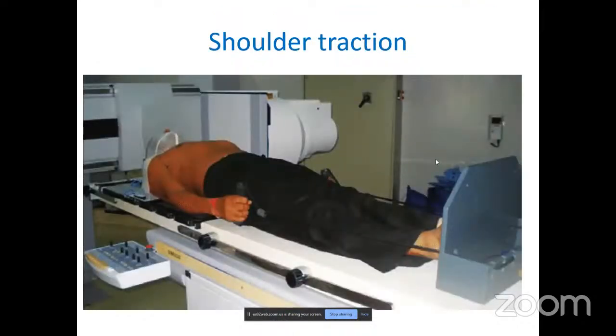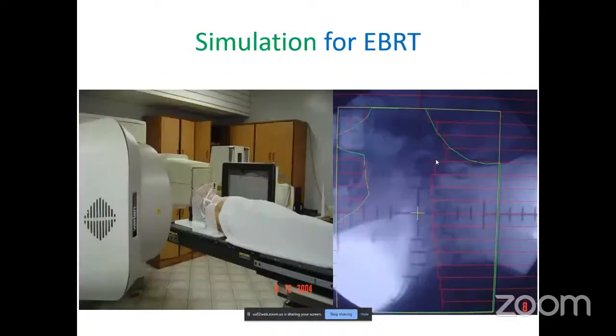And this is the shoulder traction by which you can bring down the shoulder. And this is the radiotherapy simulator. This was there in TMH when I was a resident there, and this is a photograph taken at that point of time of an oropharyngeal simulation.